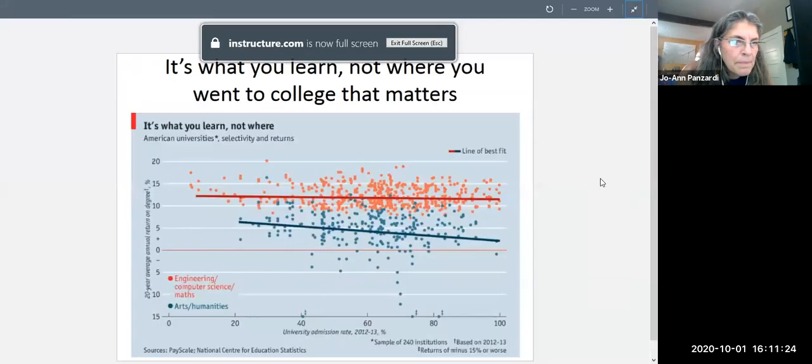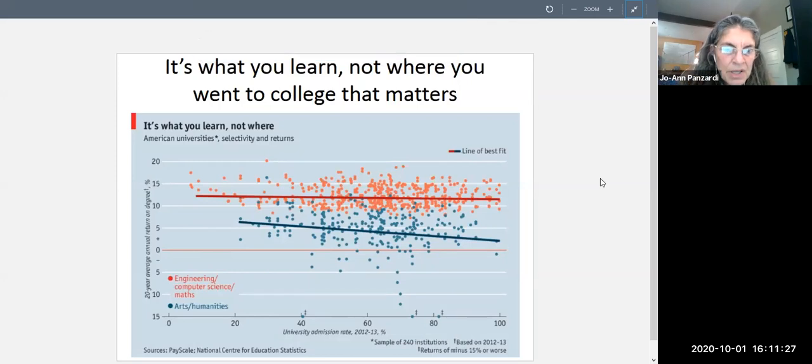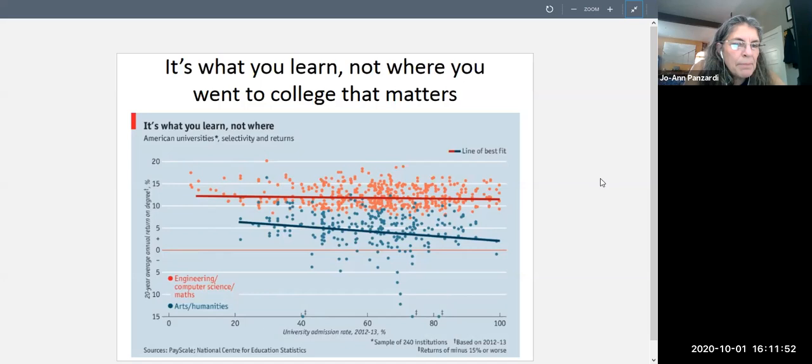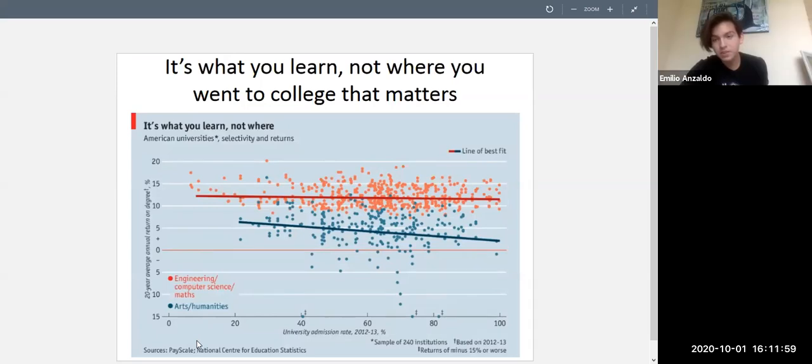Emilio, if you look at the x-axis where it says university admission rate, what do you think that means between 0 and 100? When I was looking at the x-axis, the information told me that from 0 to 100, that's the percentage of the admission rate of the universities. Could you give me an example of a school that might have a low admission rate? Any of the top universities in the country.